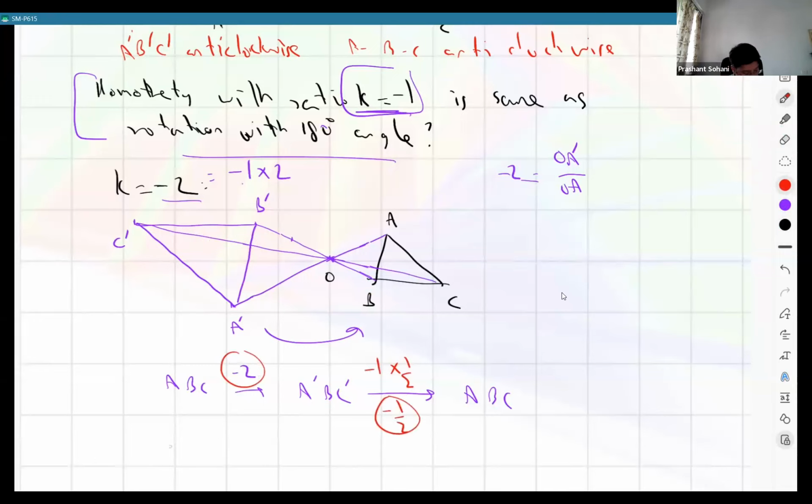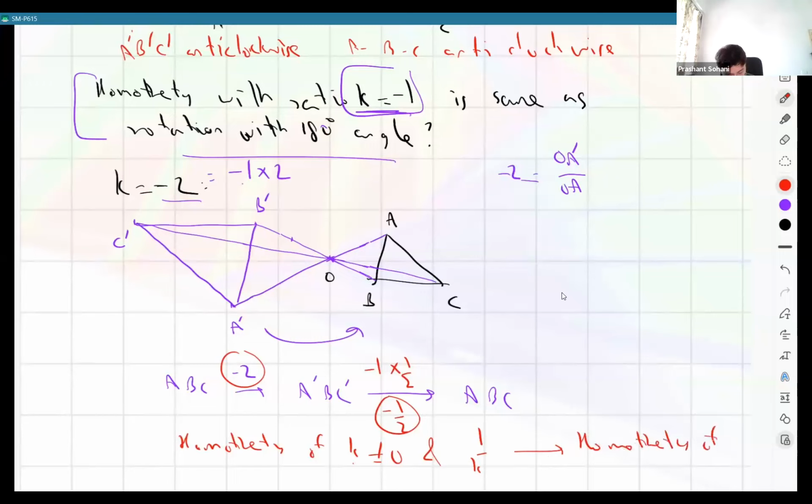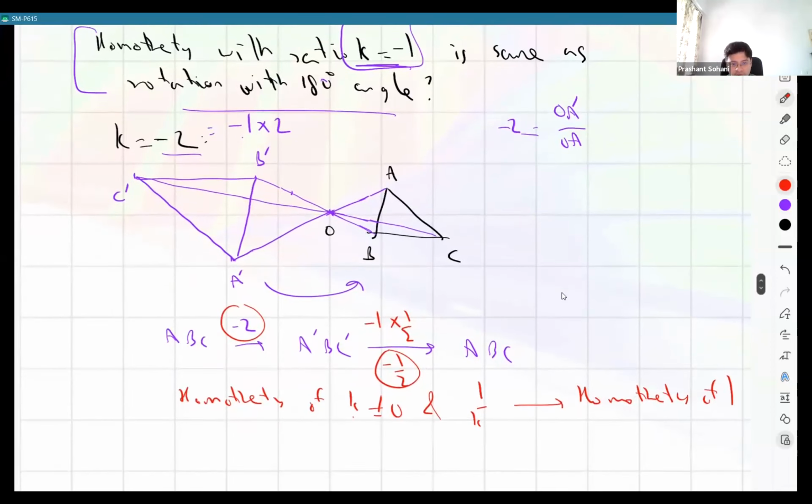So in other words, whenever you have a homothety of any ratio k, non-zero k, and the ratio 1 by k, right? If I combine homothety of k and 1 by k together, it is equivalent to doing homothety of ratio 1, which is the same as doing nothing. So we are going to come back to the original object every time. Okay, so I hope everybody has understood how negative ratio homothety works.